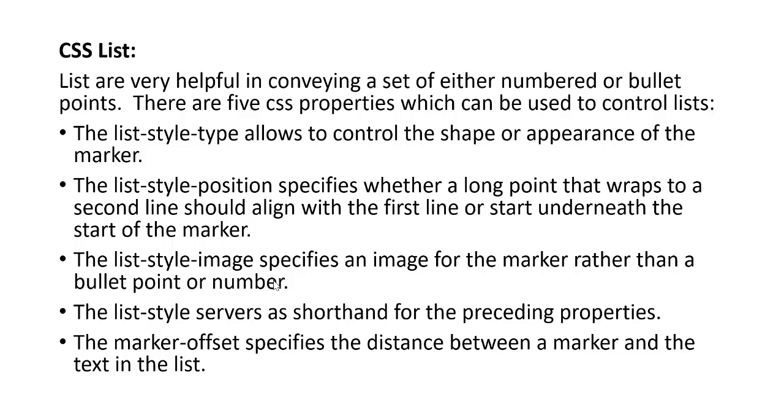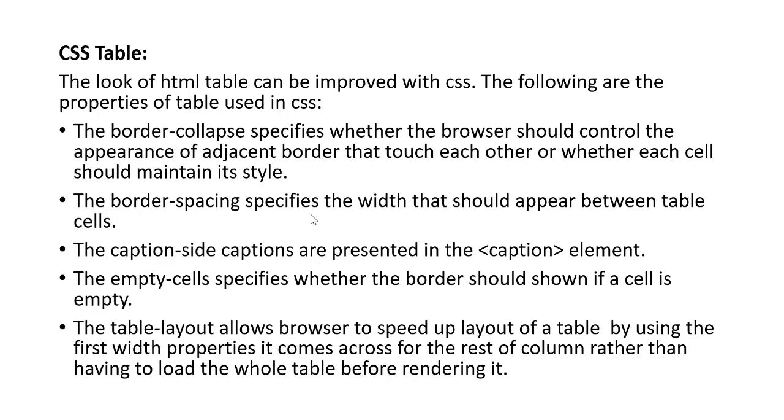Like this list style type, the practicals for list style position, list style image, list style and marker offset are the same as list style type. So do this yourself. Now next one is CSS table. The look of an HTML table can be improved with CSS. The following are the properties of the table used in CSS.